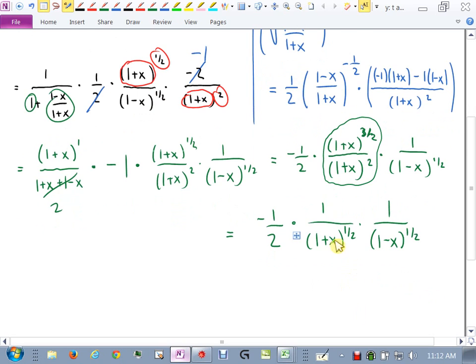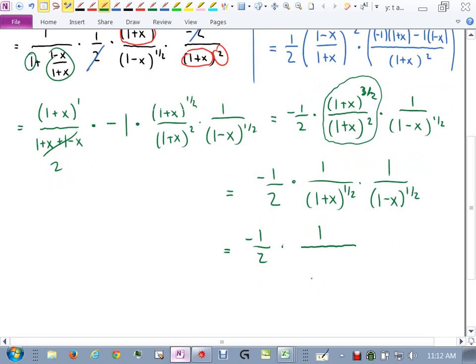But since these both have 1/2 on them, I can put them together, right? So I could say this is -1/2 times 1 over. Isn't the 1/2 the square root? Okay, so I could say square root, and then I put those together, right? Which means I can multiply them, and aren't they a difference of squares? So it becomes 1 minus x squared.